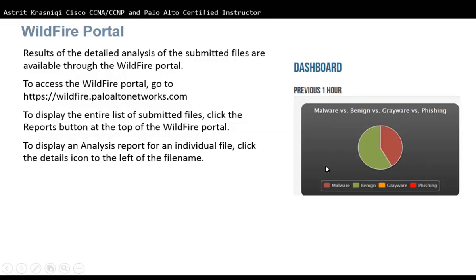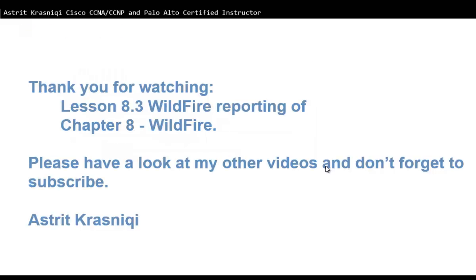WildFire portal: results of the detailed analysis of the submitted files are available through the WildFire portal. To access the WildFire portal, we can go to https://wildfire.paloaltonetworks.com. To display the entire list of submitted files, click the report button at the top of the WildFire portal. To display the analysis report for the individual file, click the detailed icon to the left of the file name.